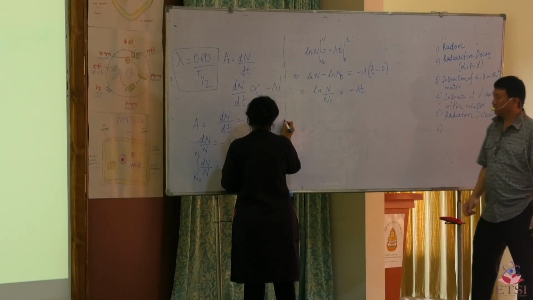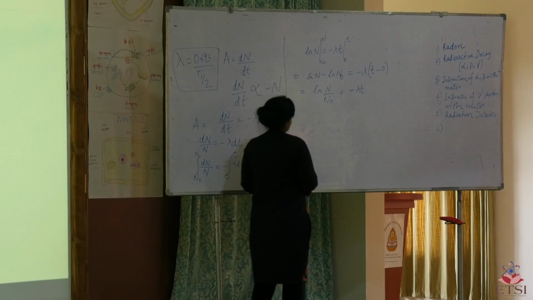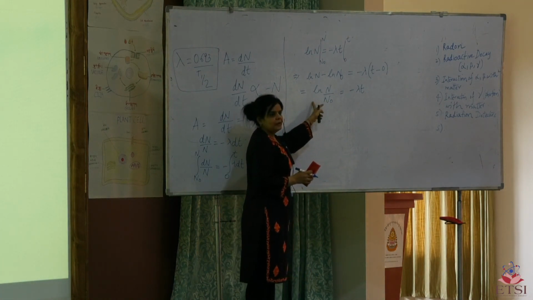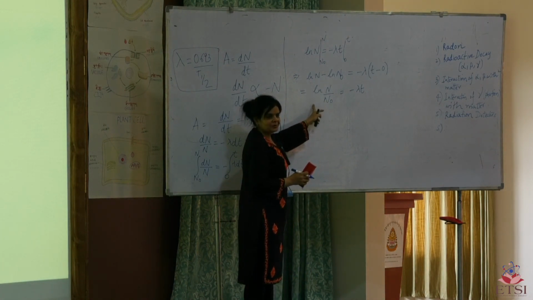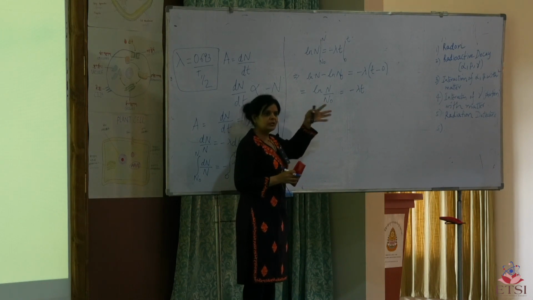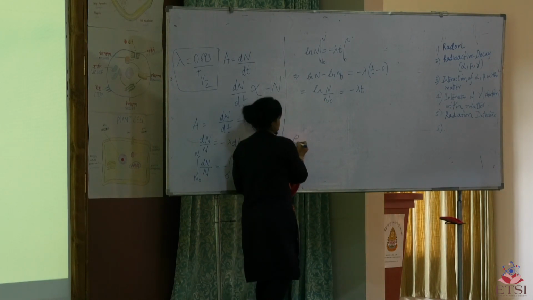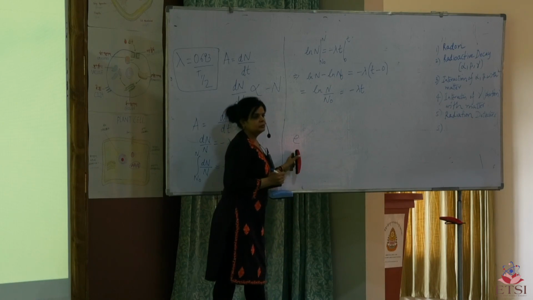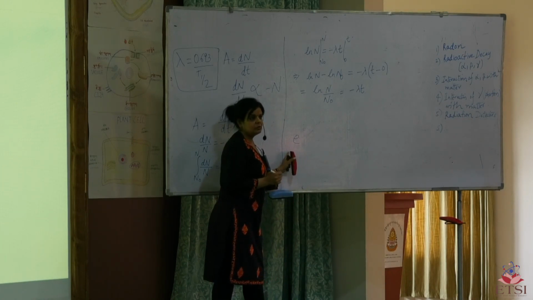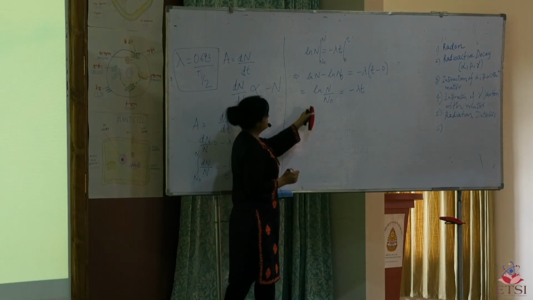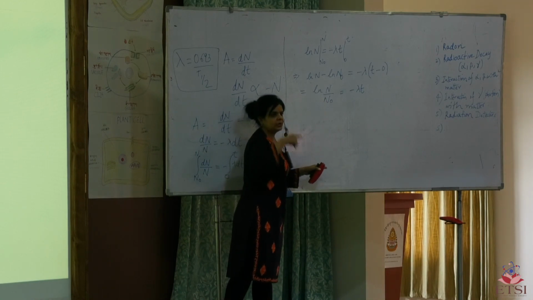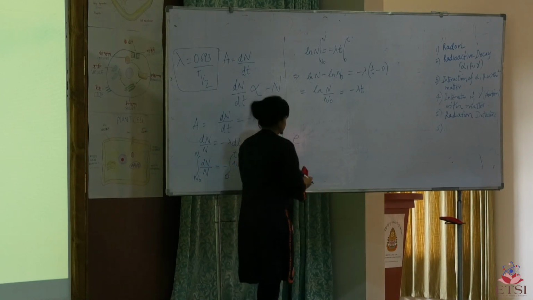Now I have log. I have to cancel the log. What do we do? Yesterday I showed you an example where I had e and I wanted to cancel this. I took log, natural log on both sides. Now I have the opposite. I have log, so I will take exponential on both sides.